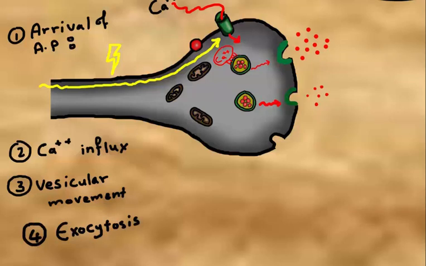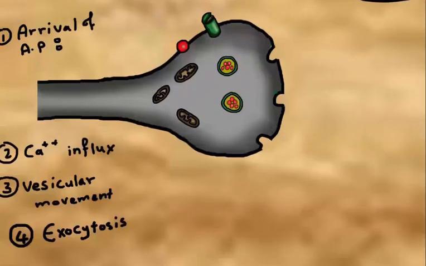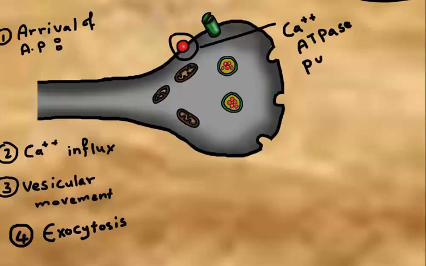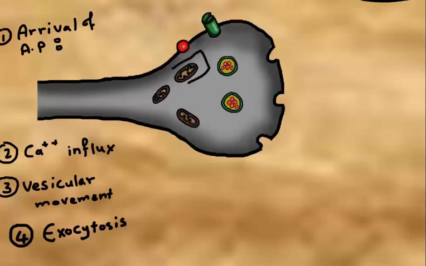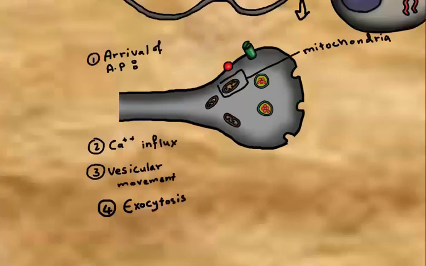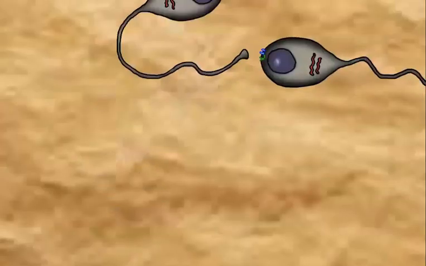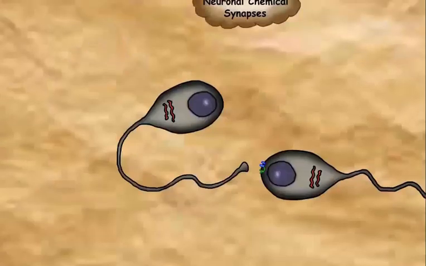Now the excess amount of calcium will be pumped outside of the neuronal cell against its concentration gradient via the calcium ATPase pump found in the synaptic knob. You can also notice that mitochondria are found on the synaptic knob for providing energy for the process of neurotransmitter release from the presynaptic neuronal cell.